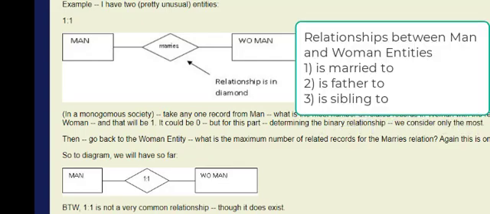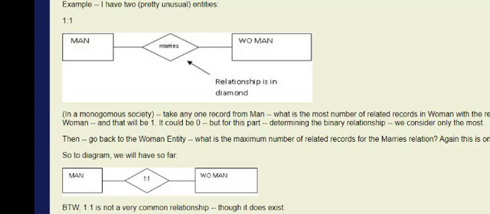depending on how you're describing the relationship. Let's start with marries. A man marries a woman. So if you think about it in a monogamous society, if you take one man out of the man table, one record, how many related records can this man be married to in the woman? And you know it's one. Then what you're going to do is go in the reverse direction. If I take one woman, how many related records in the man table can that woman be married to? One. So this is a one-to-one relationship.